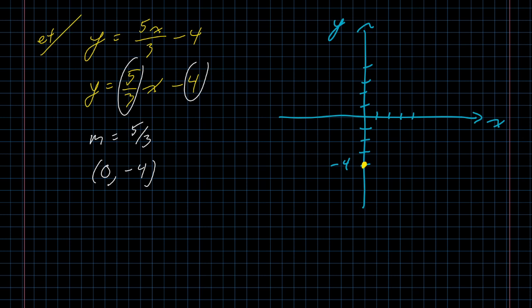Our slope is 5 over 3. And in general, we say that slope is rise over run. So I'm going to rise by 5. I'm going to run by 3. And in doing that, I arrive at this point, which will also be a point on my line. I'll do that one more time. Rise by 5, run by 3, and that's another point on the line.